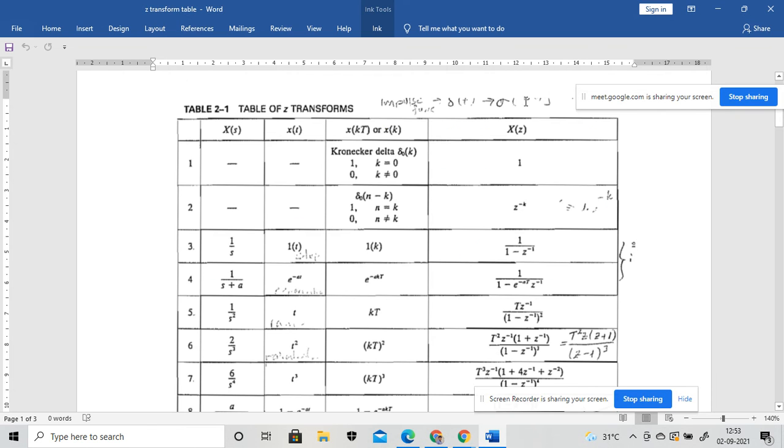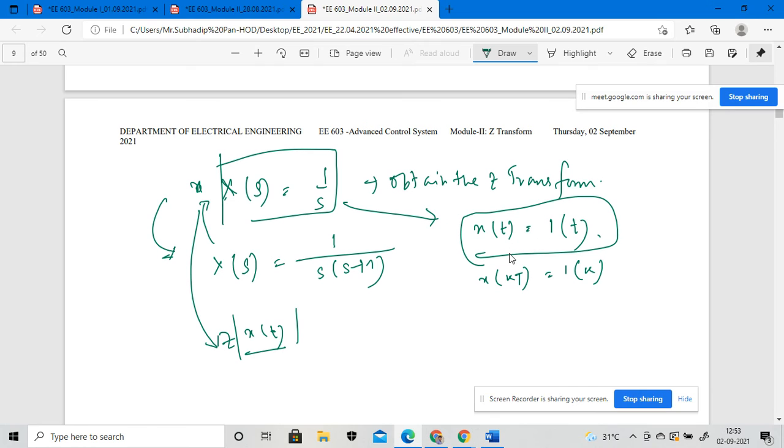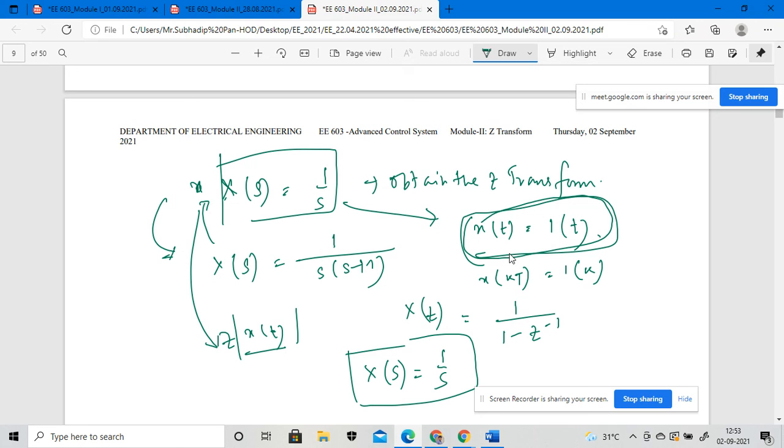If we are doing the z transformation of 1 by s, or 1 by t, or 1 by k, then x of z will come as 1 divided by 1 minus z inverse. In case of a Laplace transformation, x of s is equal to 1 by s. This is the formation from the Laplace transformation.